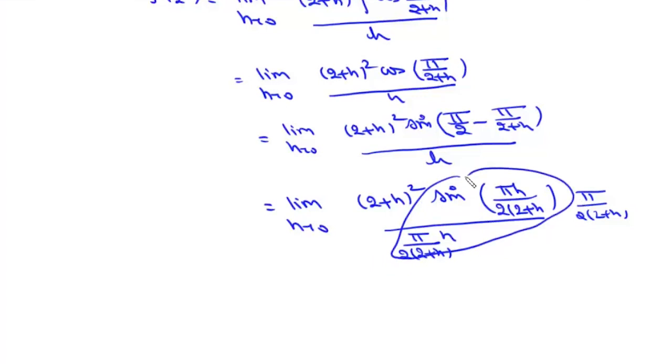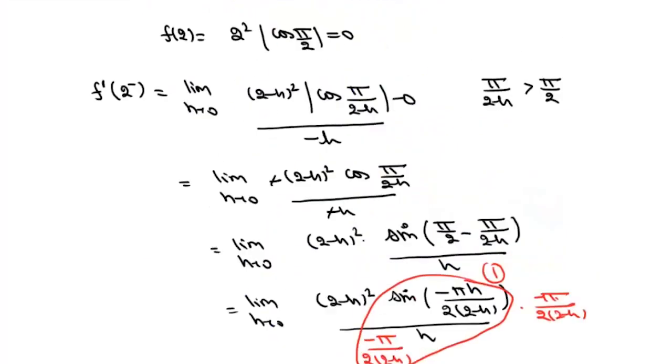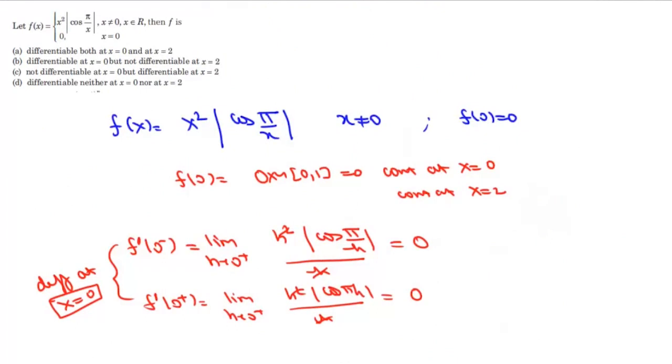Now this is 1, this is 4, and this is pi by 4. So its right hand derivative is pi. So left hand derivative is minus pi and right hand derivative is plus pi. So that means this function is not differentiable at x equal 2. So the answer to this question is differentiable at 0 but not differentiable at 2, and that's your option B.